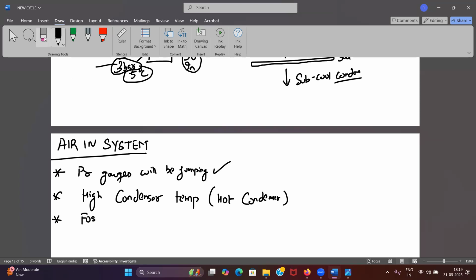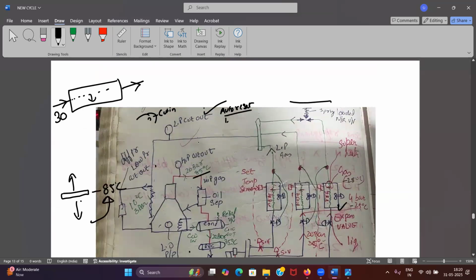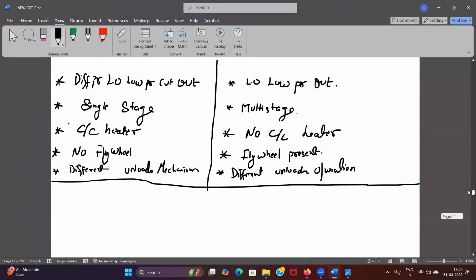On the return line? Frosting of the TEV. Okay, return line, how will frosting take place here? Moisture has come to your system. How will frosting take place on the return? Frosting will happen first at the time of flashing up on your TEV.